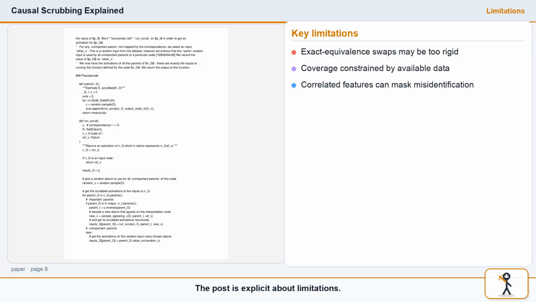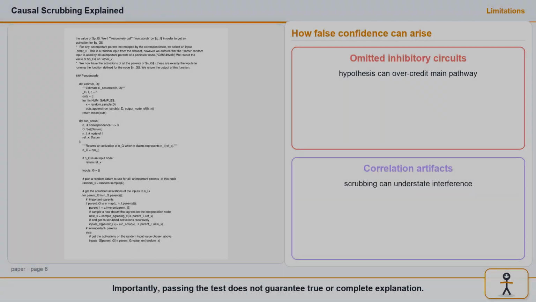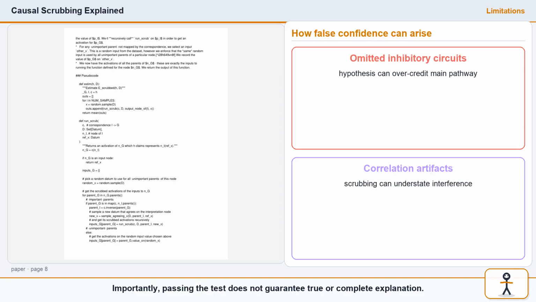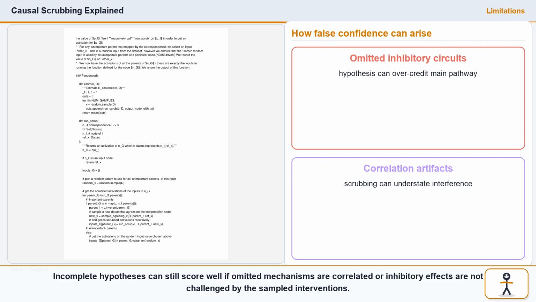The post is explicit about limitations. First, swaps are exact class only, which is strict for continuous features. Second, tests are dataset limited. If no matching donor examples exist, relevant swaps cannot be evaluated. Third, correlated features can confound attribution. Importantly, passing the test does not guarantee true or complete explanation. Incomplete hypotheses can still score well if omitted mechanisms are correlated or inhibitory effects are not challenged by the sampled interventions.